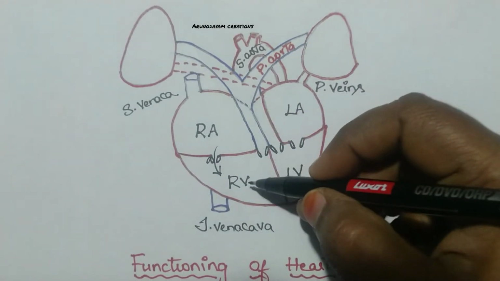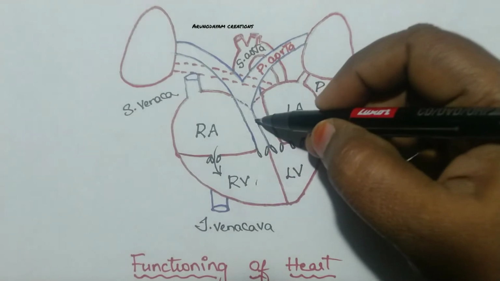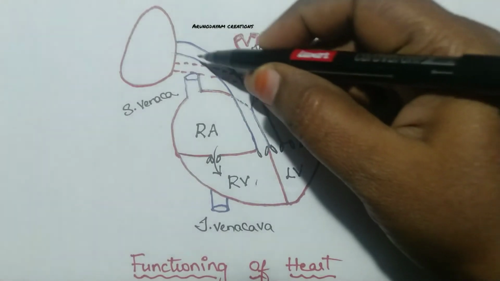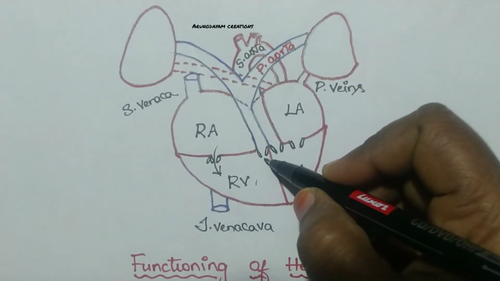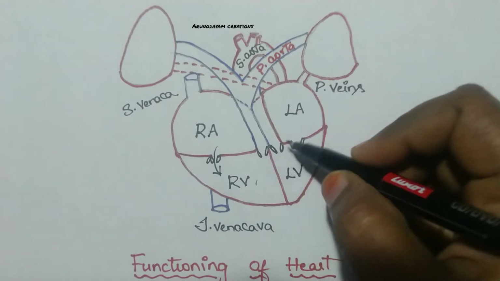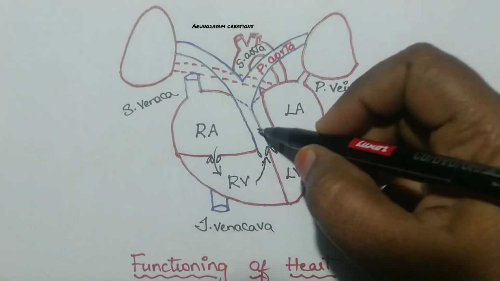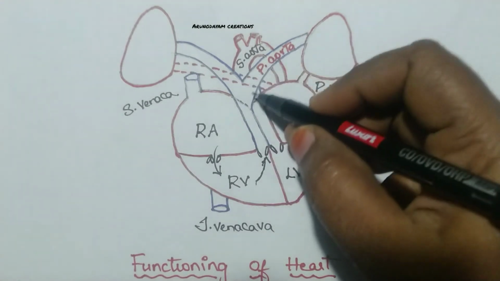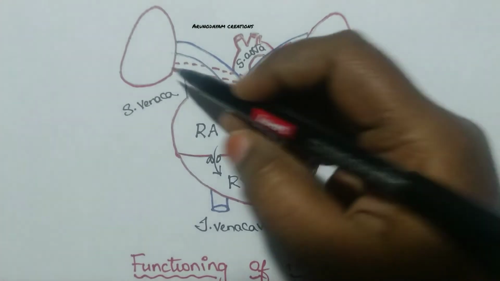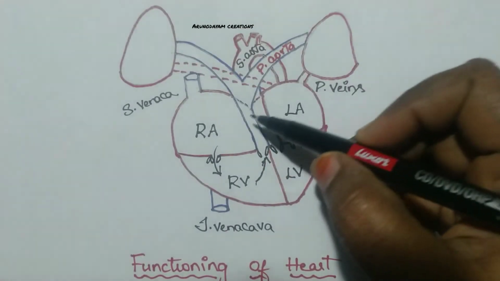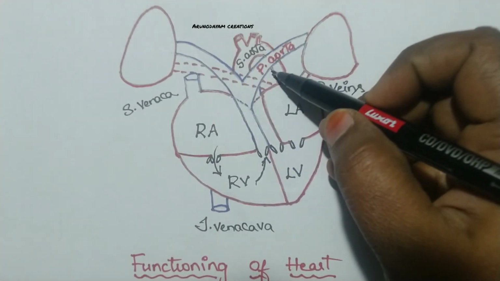Okay, next from here the blood enters into a blood vessel called the pulmonary aorta, or pulmonary artery. It has a valve called the pulmonary valve. When this valve opens, the deoxygenated blood from the right ventricle enters into the pulmonary aorta. This pulmonary aorta divides into two branches and opens into the two lungs of our body. So the deoxygenated blood from the heart is taken to the lungs through the pulmonary aorta.